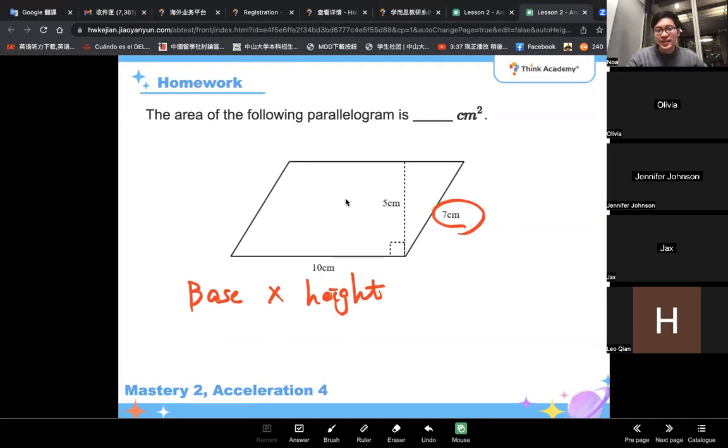No, okay, this is not a height. Because of what? Because it's not perpendicular. So we need to times the base, which is 10. Thank you, Jax. And the height is 5 centimeters. Together we have 50 square centimeters.